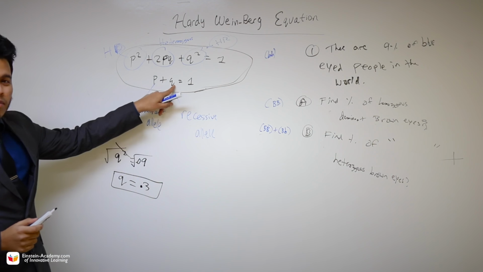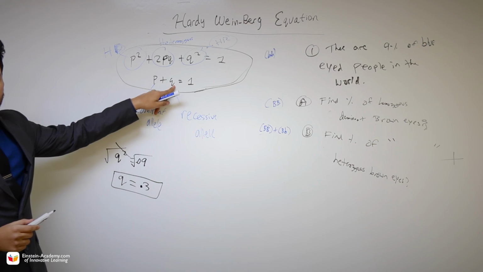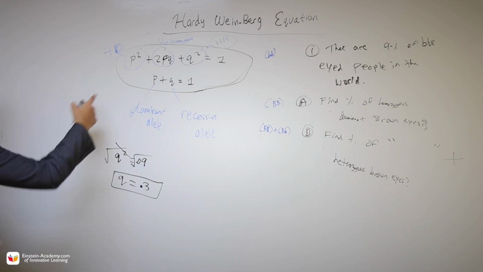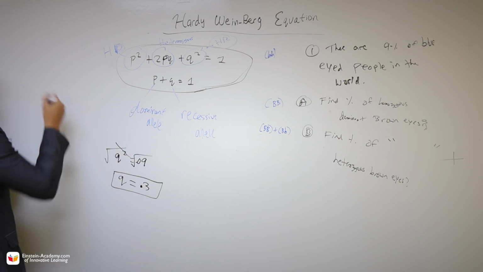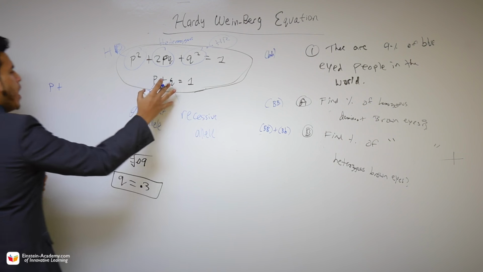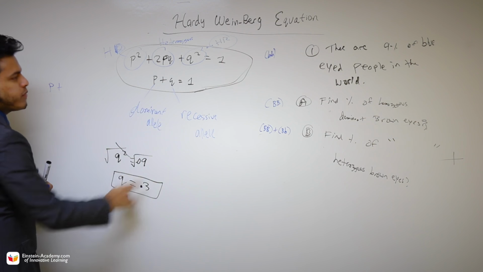Q is equal to what? 0.3. Look at this. Hold on. So I know p plus q equals 1 because that's an equation that I have to memorize. Okay, so p plus, hold on, q, I'm not going to write down q because I just know what q is for this problem.